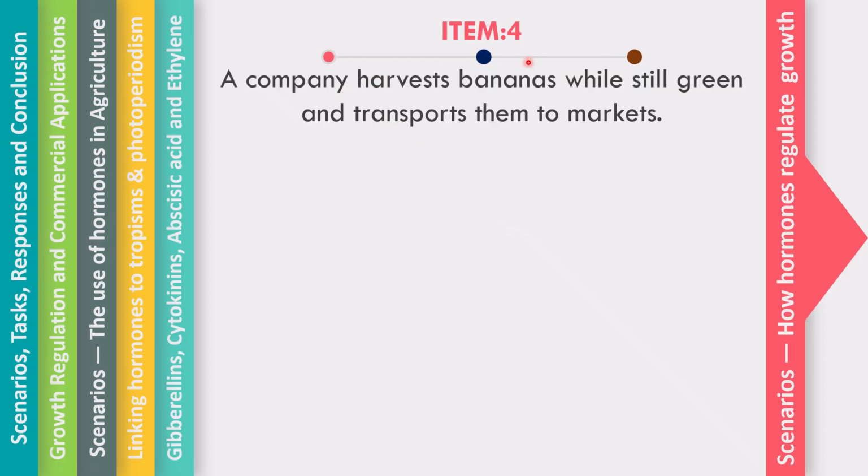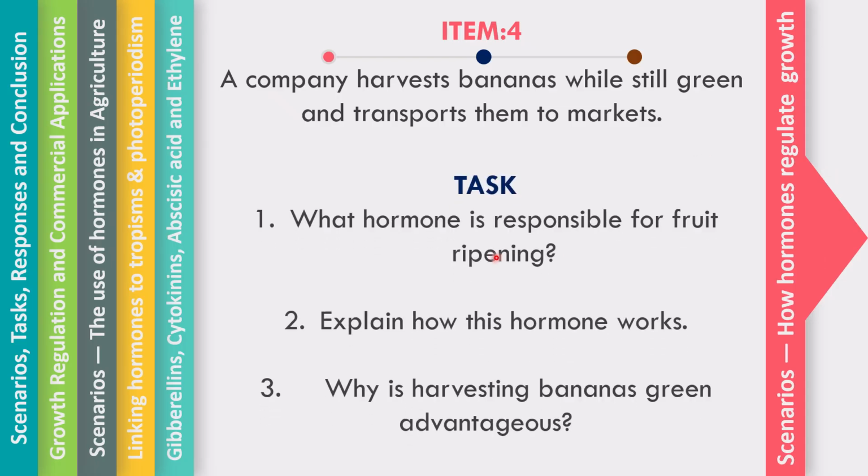Item 4. A company harvests bananas while still green and transports them to markets. Task: what hormone is responsible for fruit ripening? Explain how this hormone works. Why is harvesting bananas green advantageous?